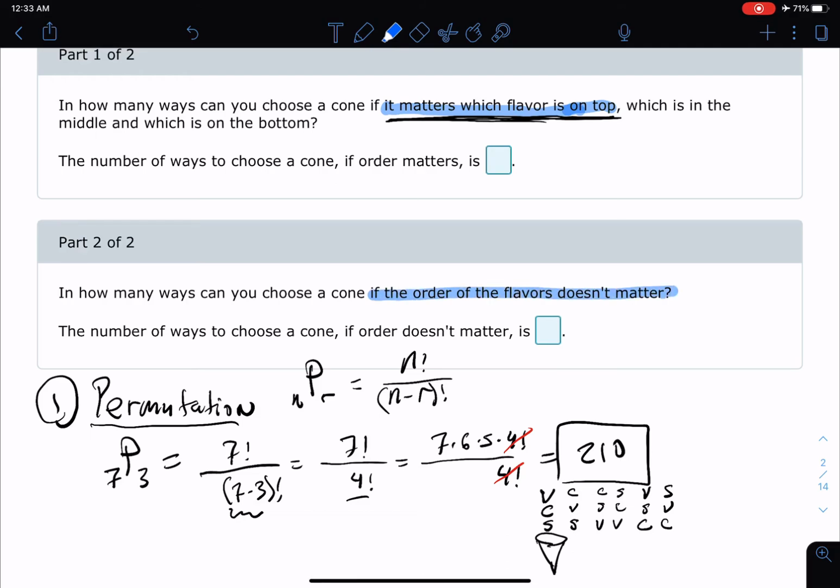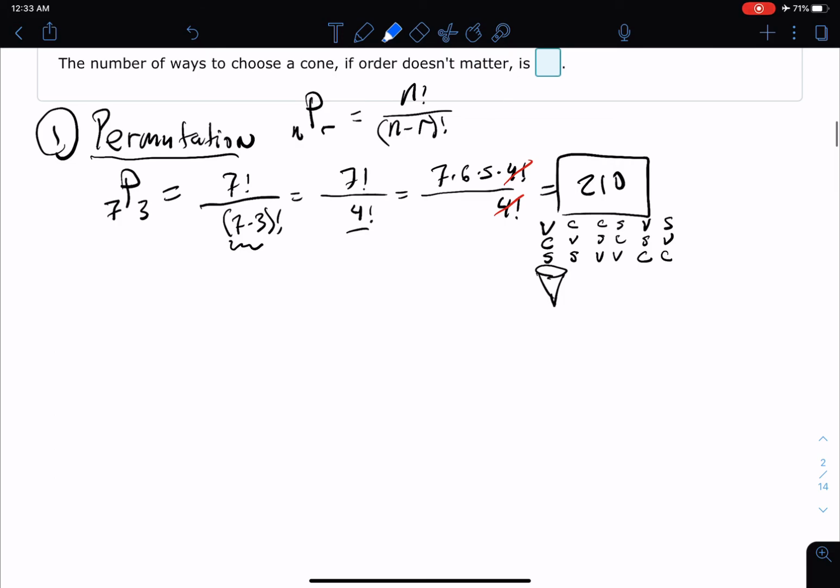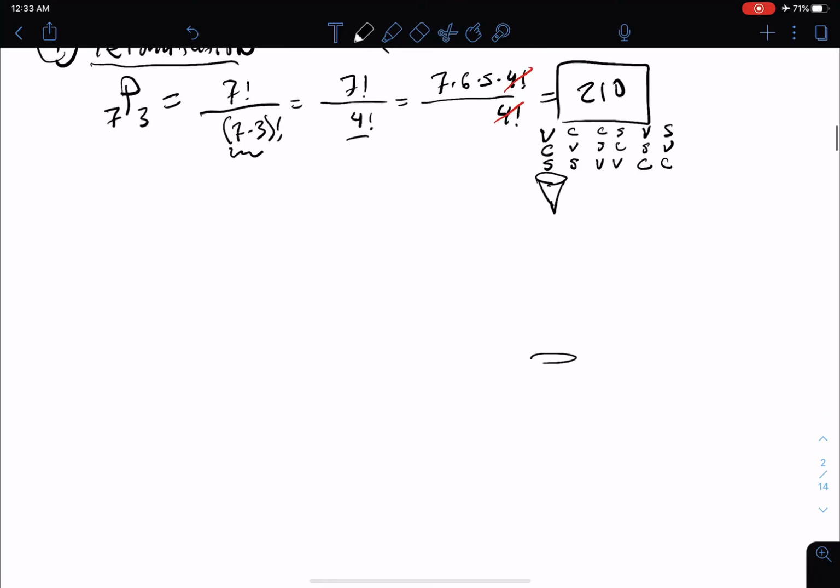Now, what does that mean, that order does not matter? Well, it basically means that if we're talking about an ice cream cone and we're talking about vanilla, chocolate, strawberry, those are the flavors of the 3 scoops, that's all you count, right? Because that's the grouping of those 3 flavors.